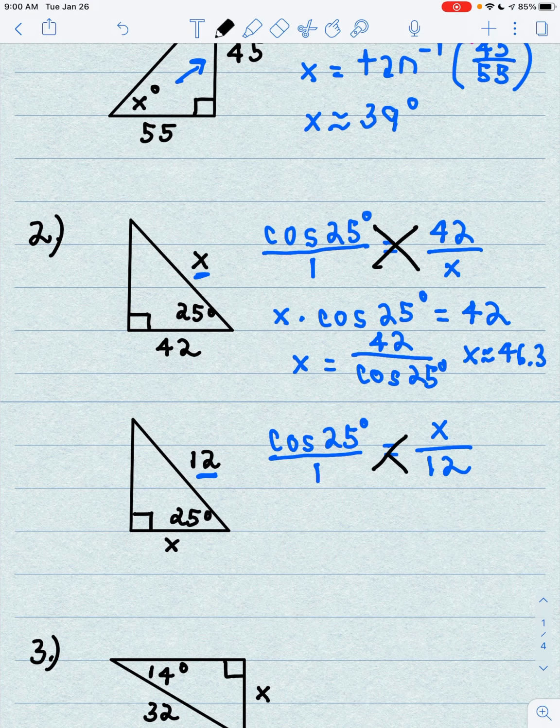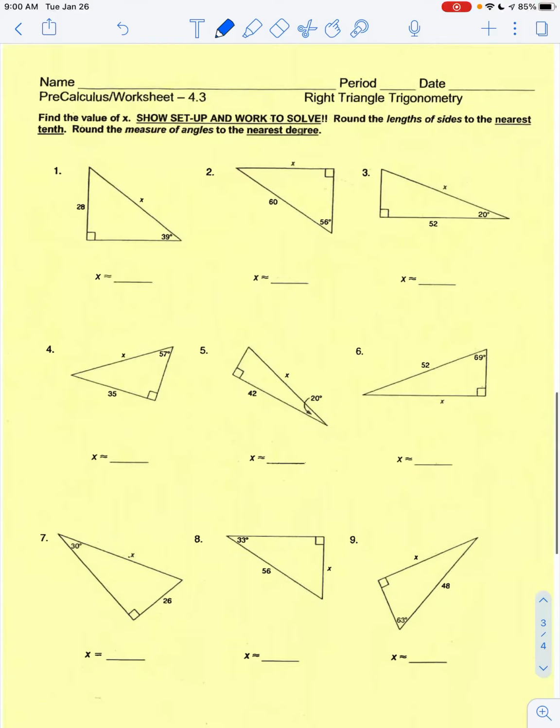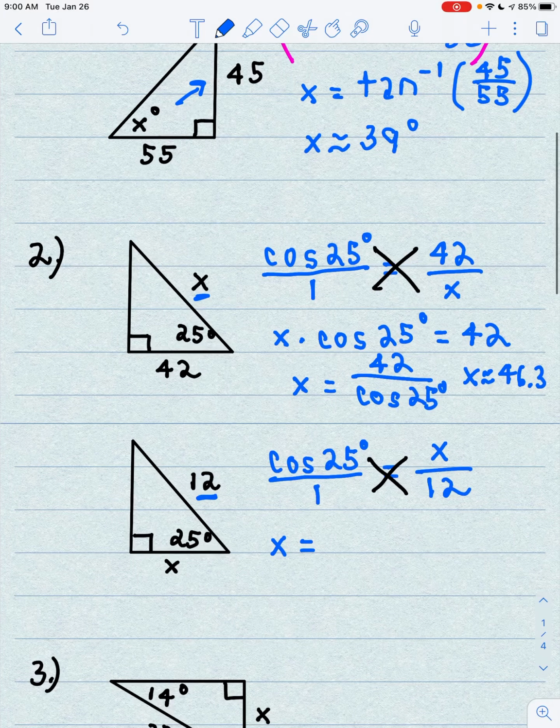So when we take our cross product here, we actually like this proportion better because x times 1 is just x. And that gives us 12 times the cosine of 25 degrees, and we don't have to divide at all. And so we can use our calculator, and when we plug that in, again, make sure you are in degree mode, you should get 10.9.